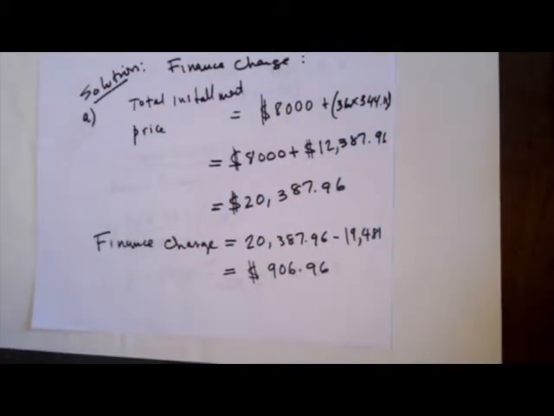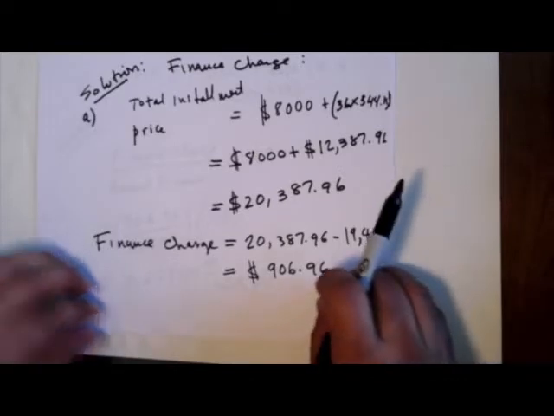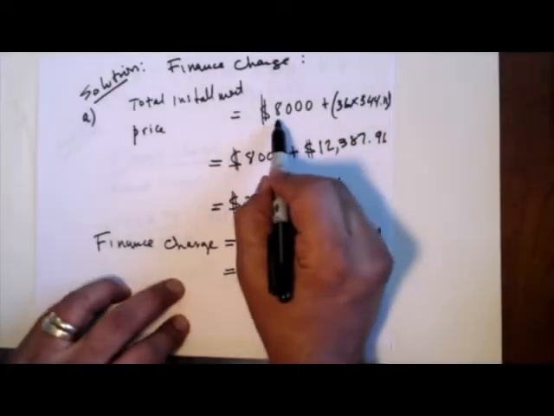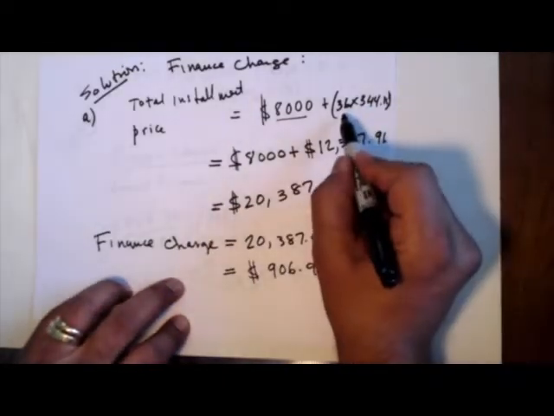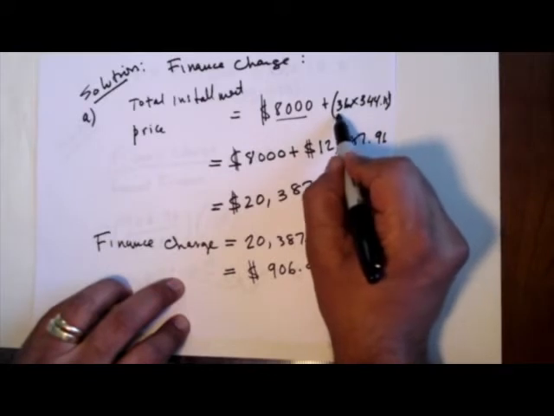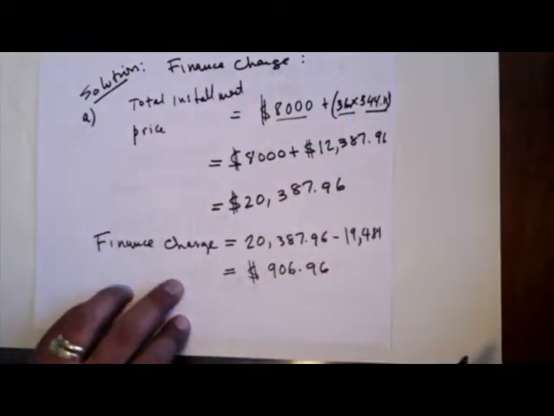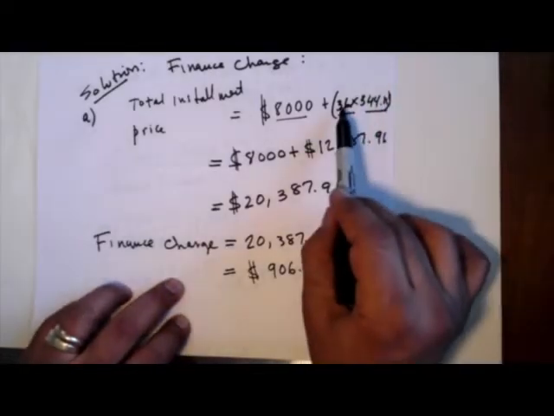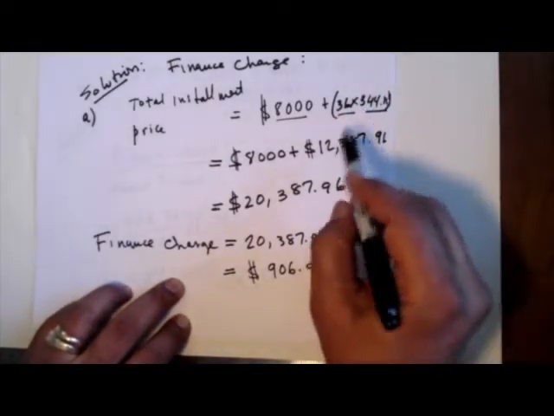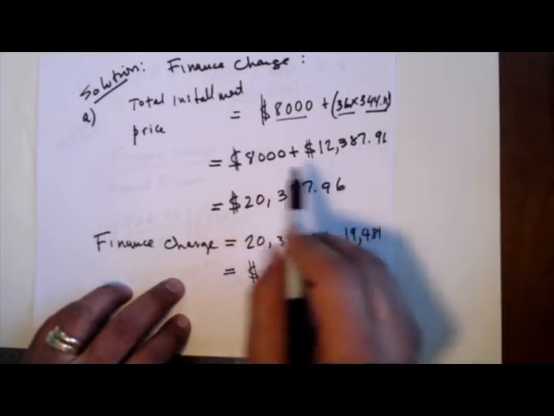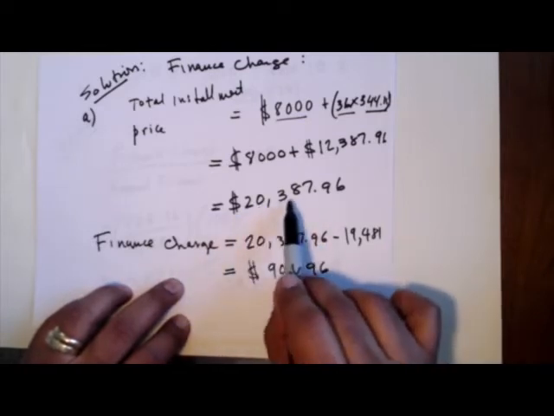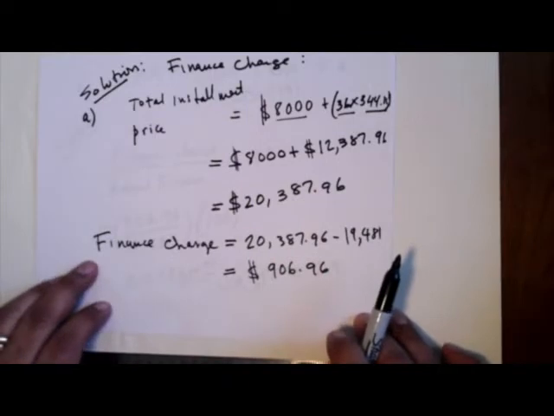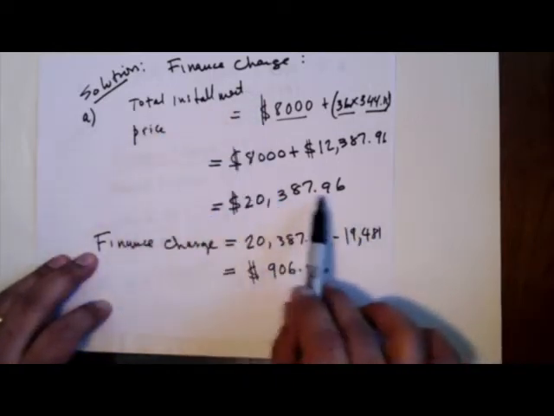So the finance charge could be found by adding the down payment, which is $8,000, plus the 36 months times the monthly payment. And this 36 times 344.11 gives us 12,387.96. Then we add it to the 8,000. The total is 20,387.96. Now, this is the total price that he's paying for it.